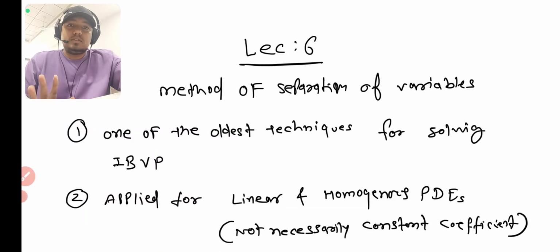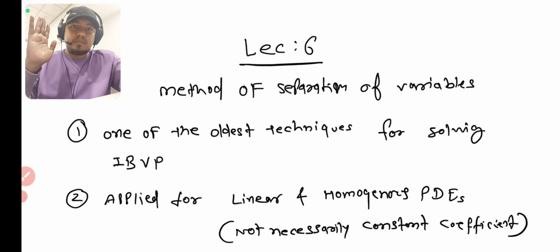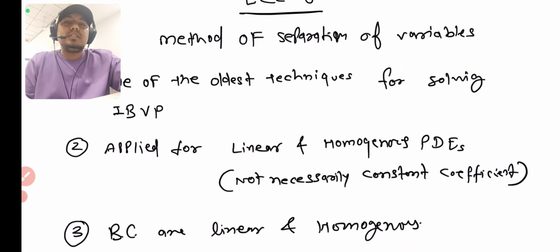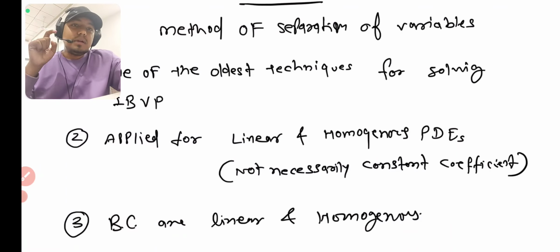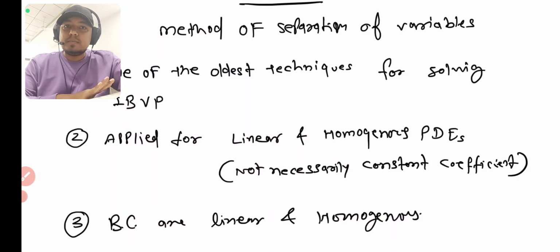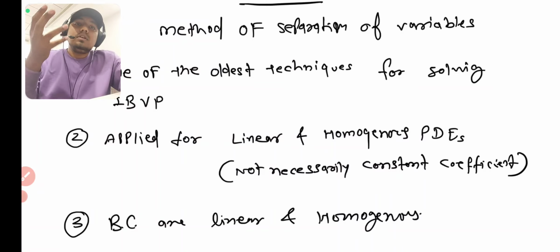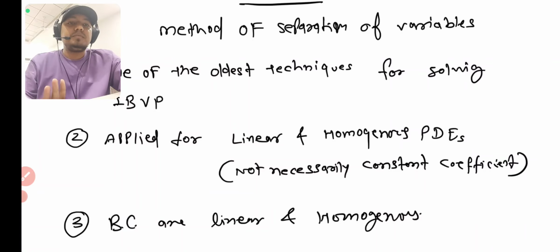So you should know about this. This is the oldest technique for solving initial boundary value problems, IBVP. I have written here IBVP. This is not for GATE exam, just extra knowledge. And we can apply this method, the method of separation, only for linear and homogeneous PDEs. What is not necessary here is that the coefficients should be constant. They can be functions of x and y also, but here we will not see that kind of tough level problems. Our coefficients will be constants.